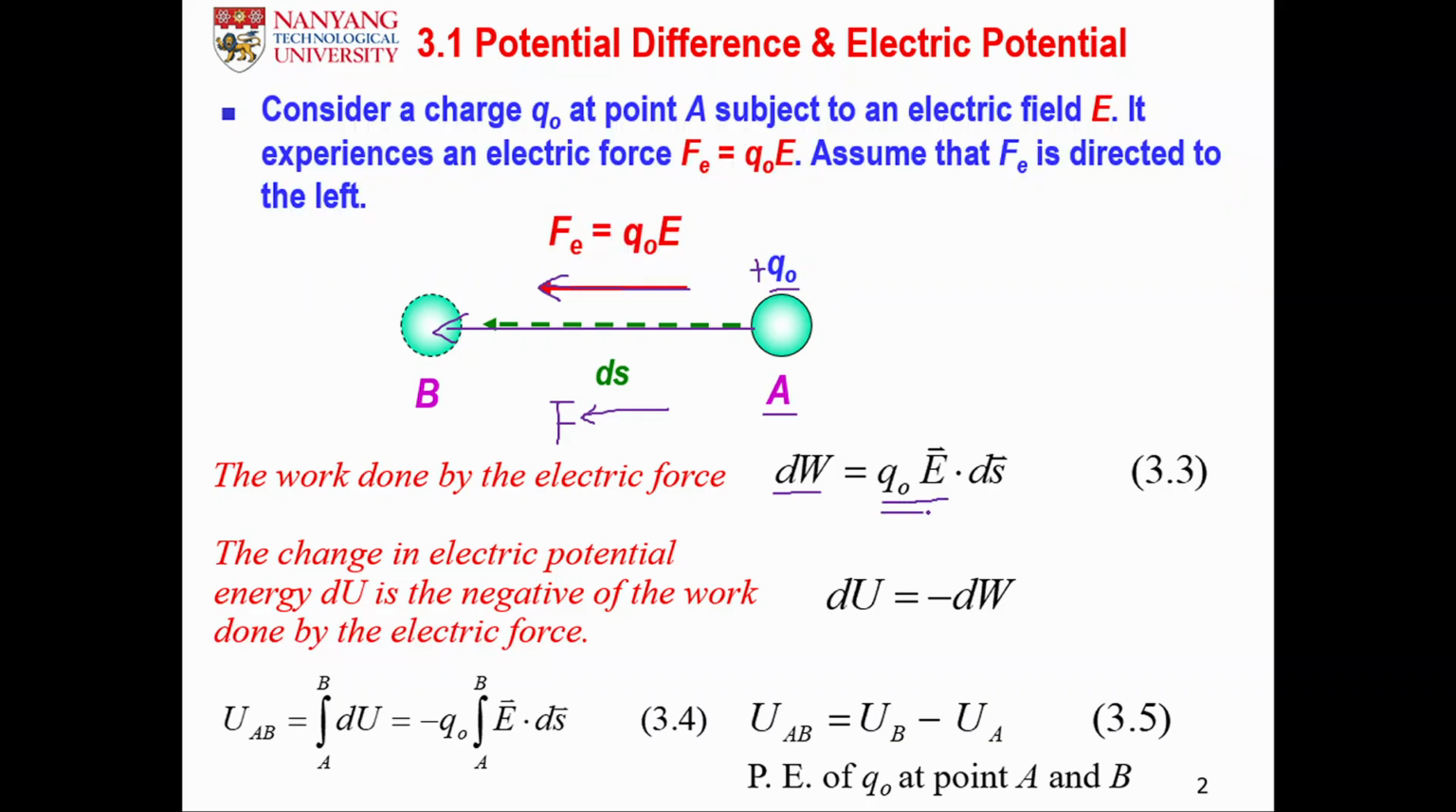This is the force. The force times the displacement is the work done by a force, right? Basically, the general formula is this: the work done by a force equals the force times the displacement.